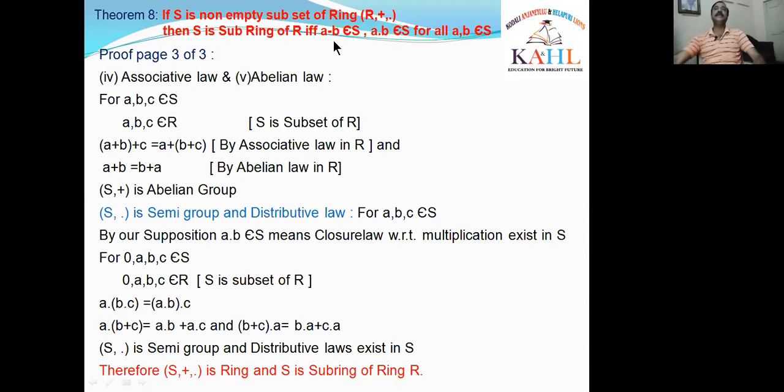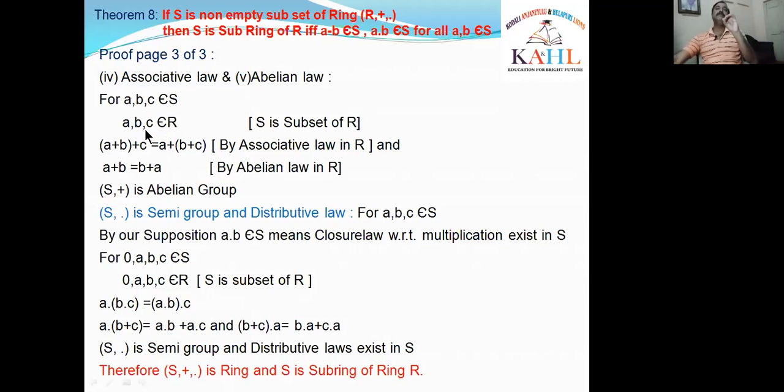R is ring. So I am using that definition. That means the given thing, R is ring. R is ring means R plus is abelian group. Abelian group means it satisfies closure, associative, identity, inverse, and abelian laws.